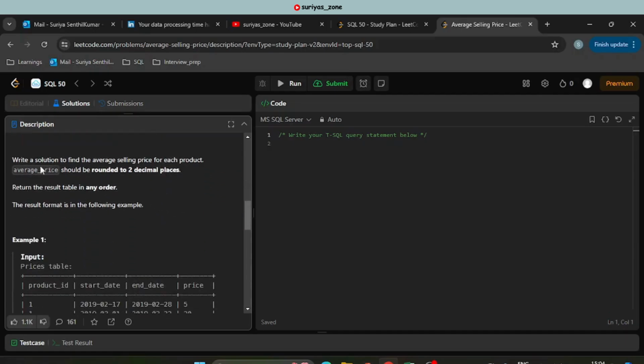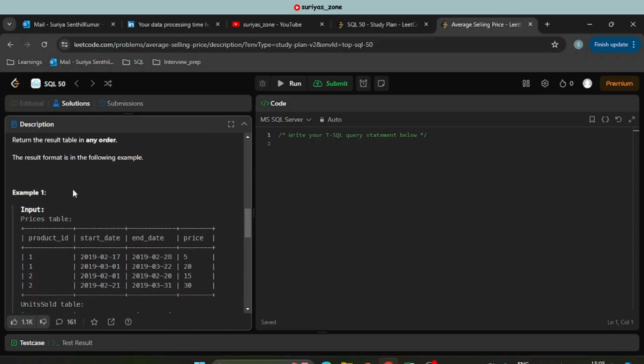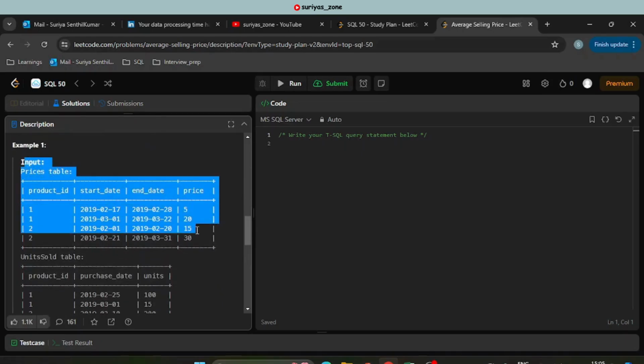What they are asking is to write a solution to find the average selling price of each product. The average price column should be rounded off to two decimal places. We can return the result table in any order, and this is the result format in the following example.